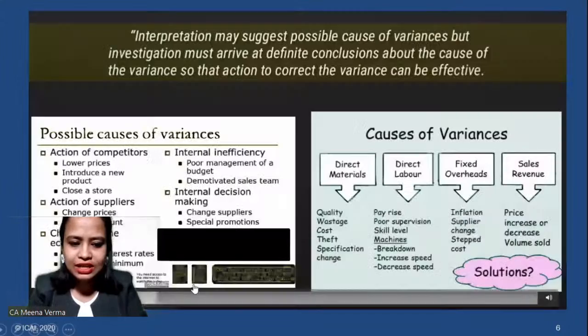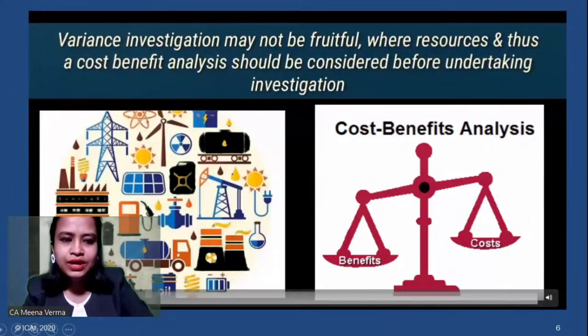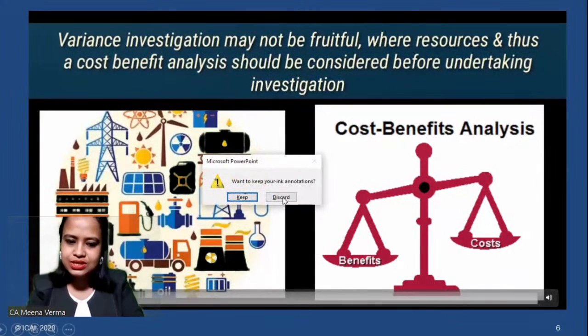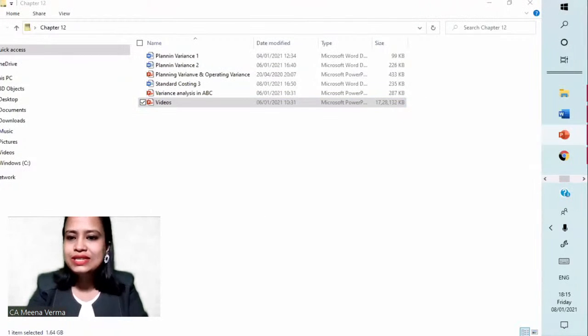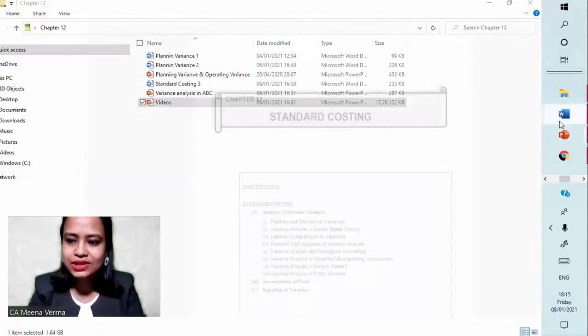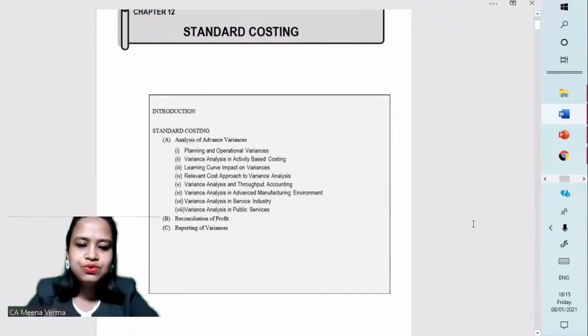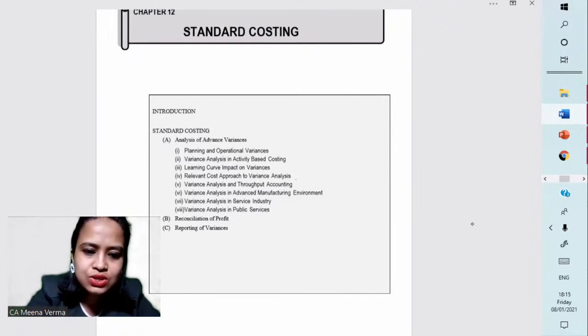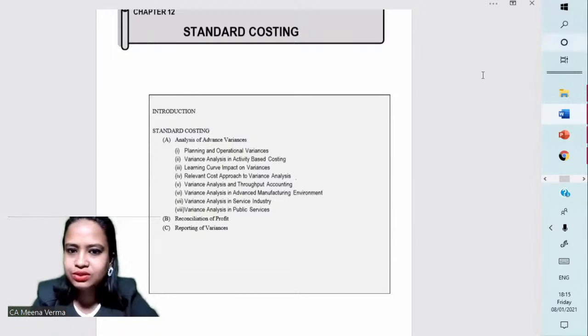Okay, I will explain this in next session. In next session, we will study about investigation of variances. So I'll not discuss this in today's session. In today's session, we will study only about two concepts. One is related to reconciliation. Okay, and yes, we will do the question which will include the variance analysis of this relevant cost. We have a question related to this.